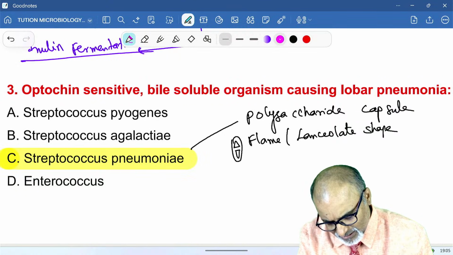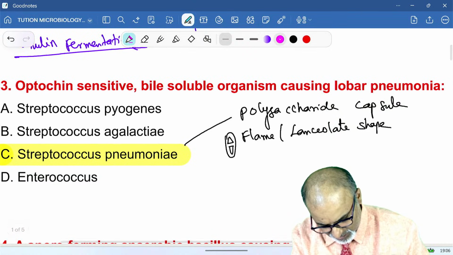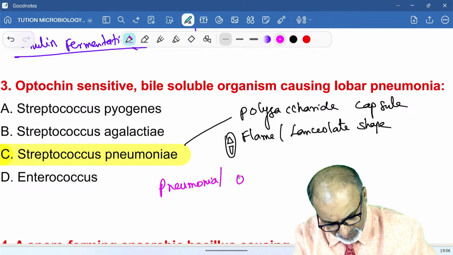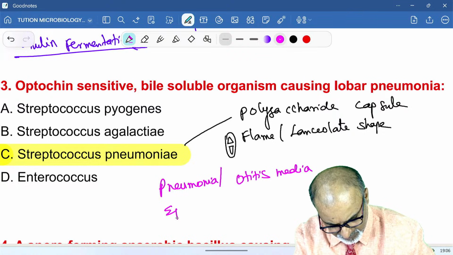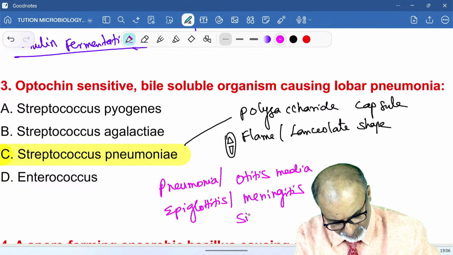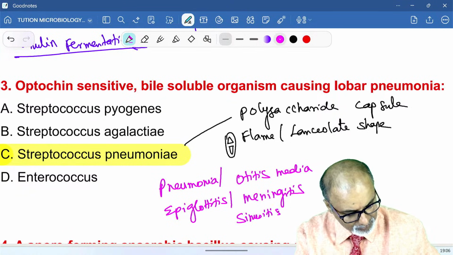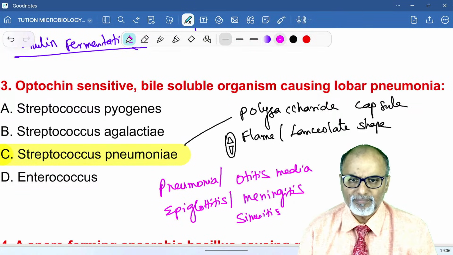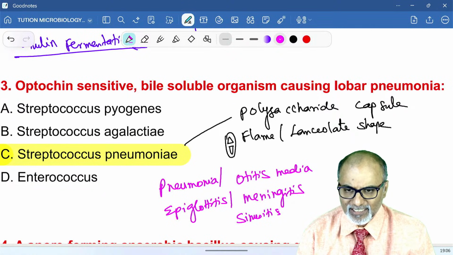And can you name the diseases? The mnemonic is POEMS. It causes pneumonia, otitis media, epiglottitis, meningitis, and sinusitis. Usually treatment is ceftriaxone.